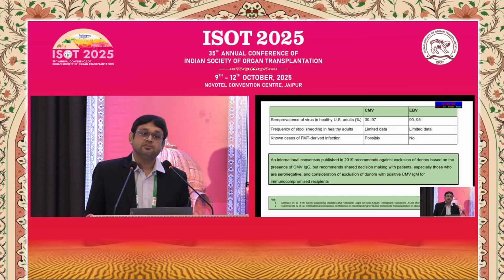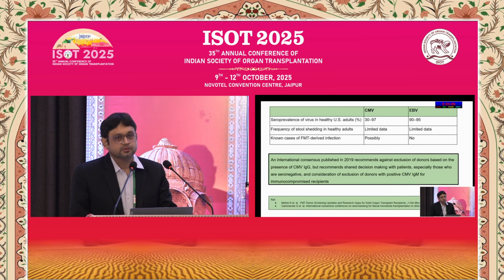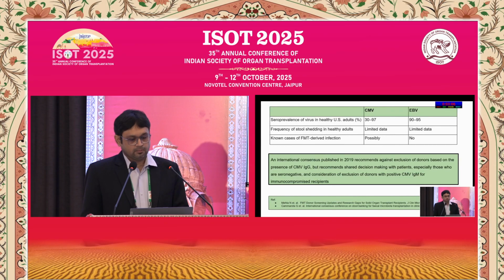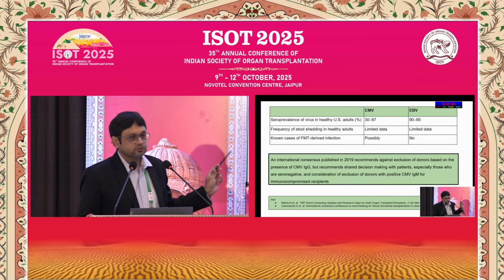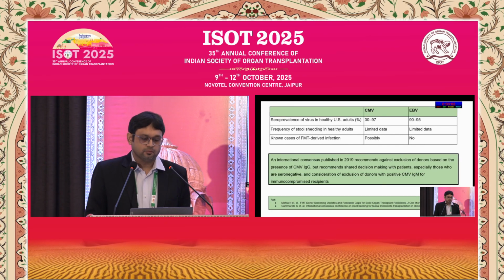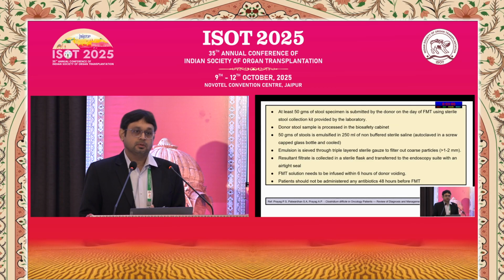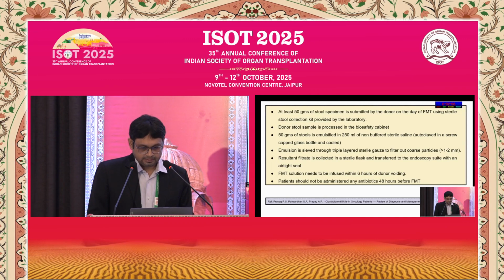If he is CMV IgM positive, that's a good enough reason to exclude the donor when you're trying to do an FMT. The first situation, like I said, we don't land into very often, because hardly any of our patients, especially in the post-transplant period, will be CMV IgG negative.